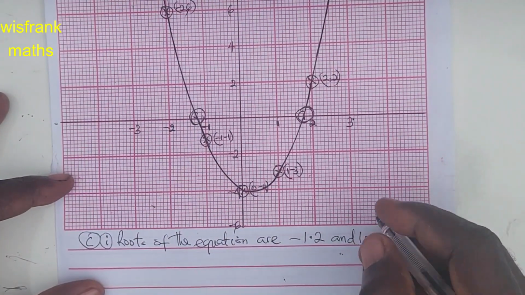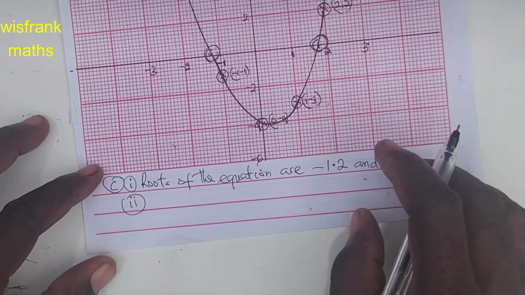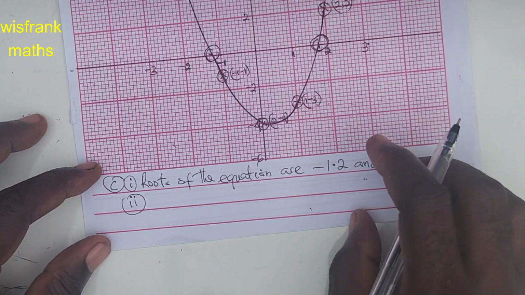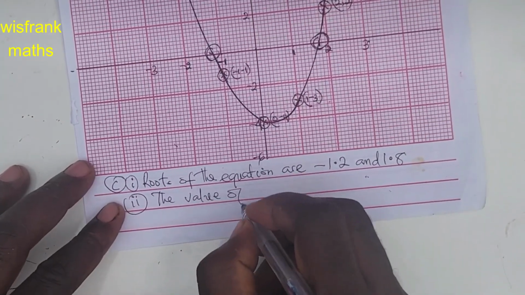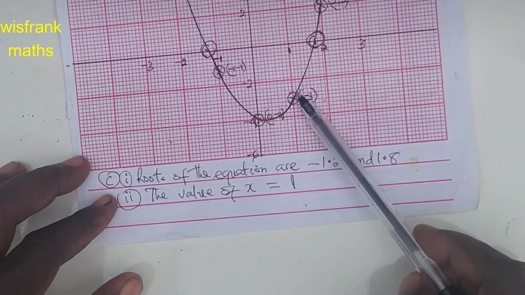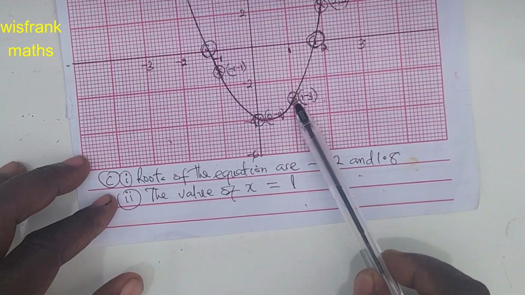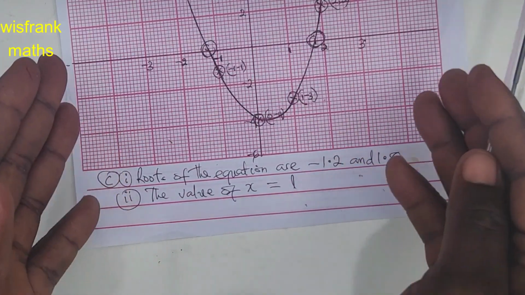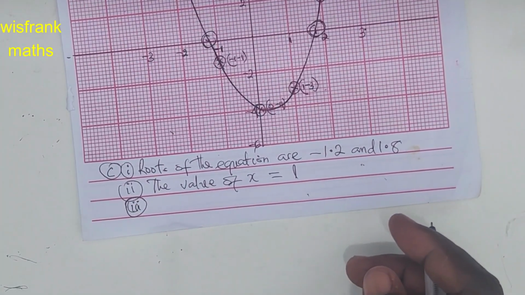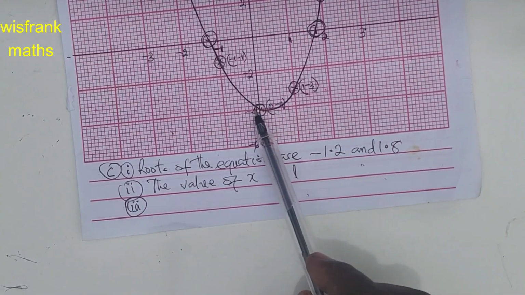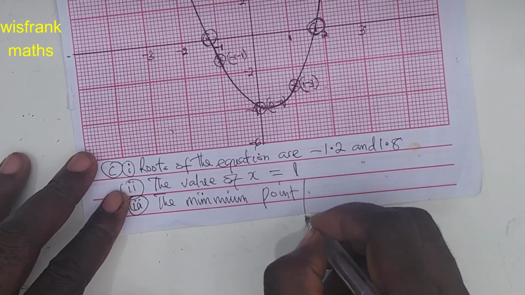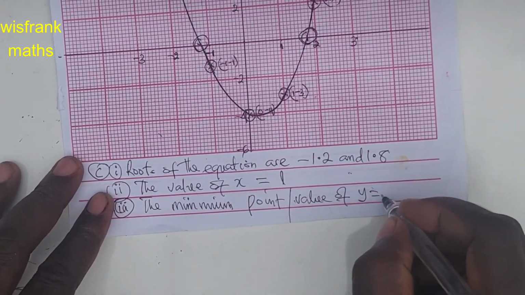So now the second question was saying the value of x for which y increases as x increases. The value of x equals 1. As x increases, y increases, it is 1. So this is the point. When x is 1, y increases as x increases. So the third question says the minimum point of y. As you can see, this is the minimum point of y, which is -4. The minimum value of y equals -4.